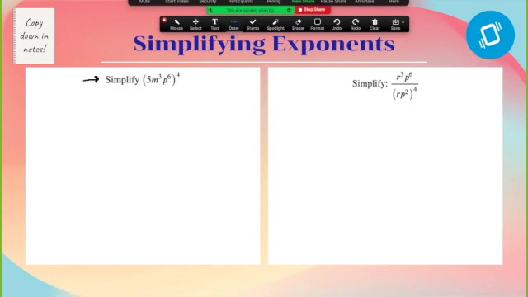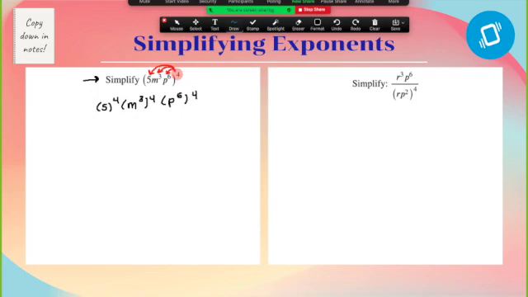Okay, so the rule is whenever we have an exponent on the outside of the parentheses, that means that I want to distribute that exponent to every variable or number that I see on the inside of the parenthesis. So I want to distribute it to the p, to the m, and to the 5. When I do that, I get 5 to the power of 4, m to the power of 3 to the power of 4, and p to the power of 6 to the power of 4.